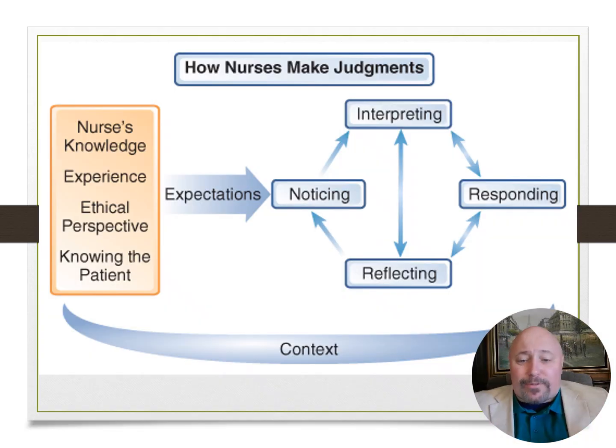Here we just have a quick flowchart provided by our textbook on how nurses make judgment, beginning with the nurse's knowledge, experience, knowing the patient, and their expectations, everything from noticing any variations, interpreting this new data, responding, and reflecting on the data they've collected.